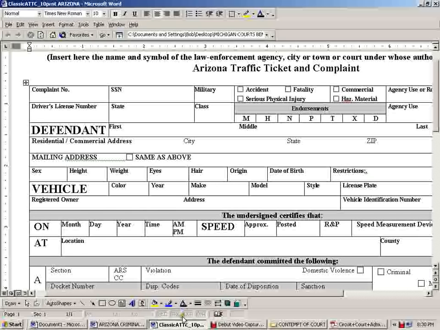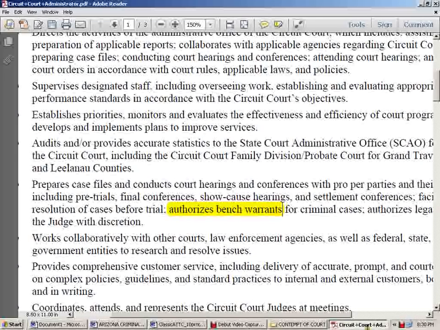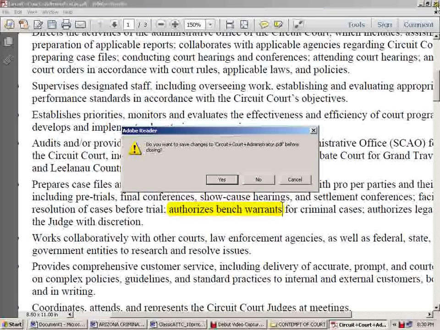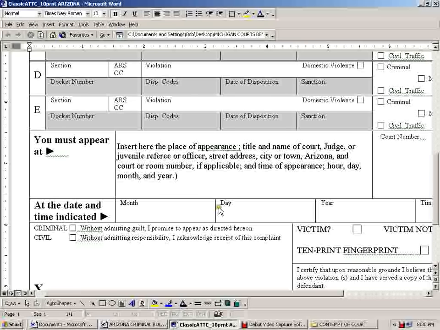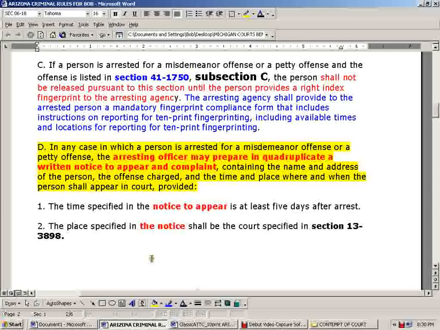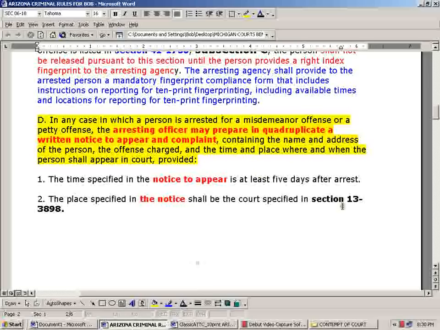All right, so they got a few things they got to put in: the name and address of the person, the offense charged, and the time and place. So you want to make sure all that stuff's been put in. The time specified in the notice to appear is at least 5 days after arrest. The place specified in the notice shall be the court specified in whatever.